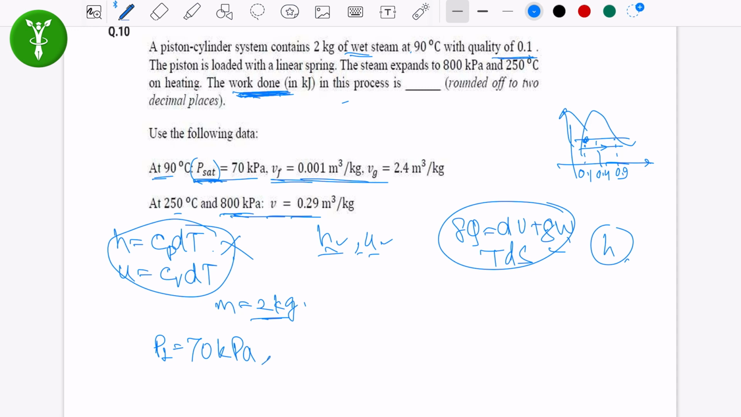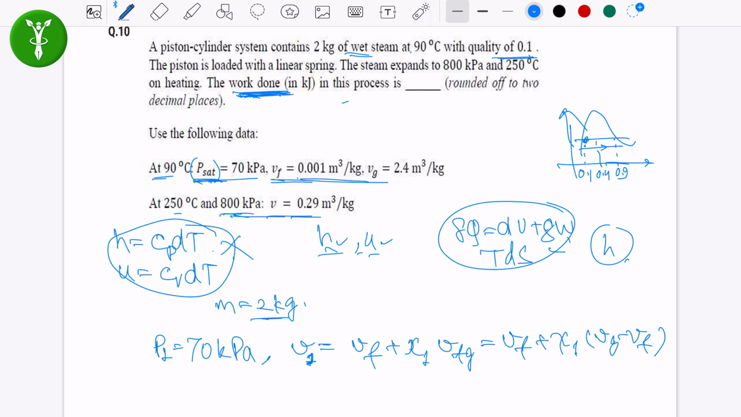So using this quality, can we calculate our V1? Yes, we can. If we calculate the specific volume, V1 will be Vf plus x Vfg, that is Vf plus x1 times Vg minus Vf. So at 70 kilopascal we have Vf and Vg given.